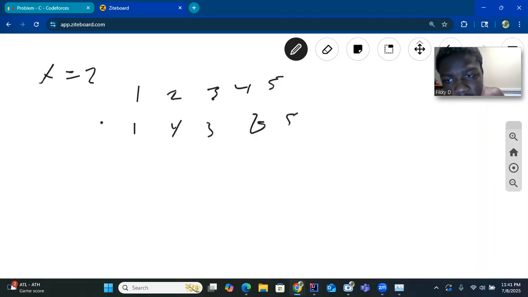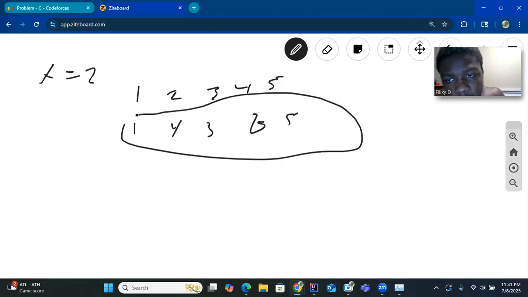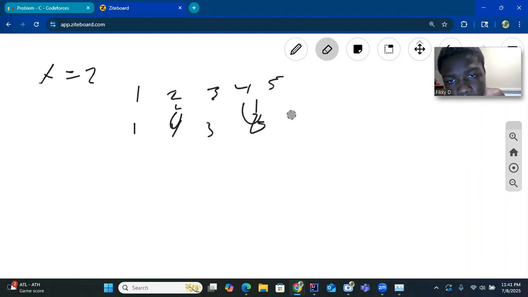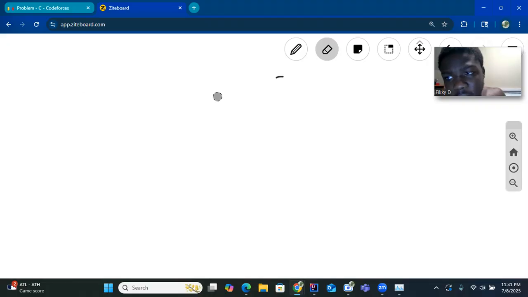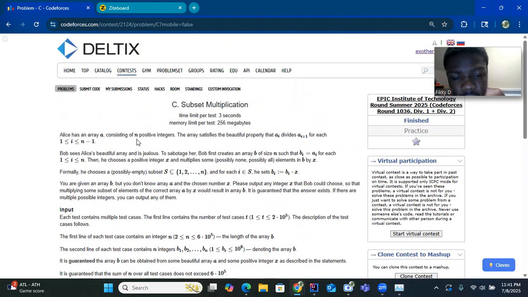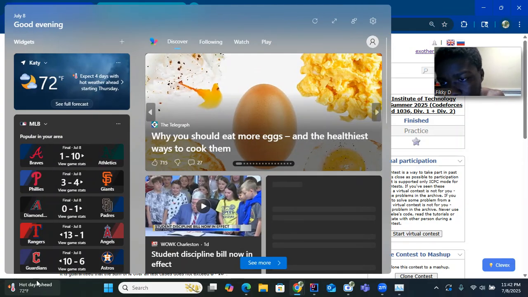Given this array in the problem, we have to figure out what that x was. We know that 4 divided by 2, then 8 divided by 2, so the x is 2 to restore it. I actually kind of like this problem. This problem is pretty good. I did solve this in contest, but I think I could have solved it much cleaner if I had thought about it more. But I still solved the problem.